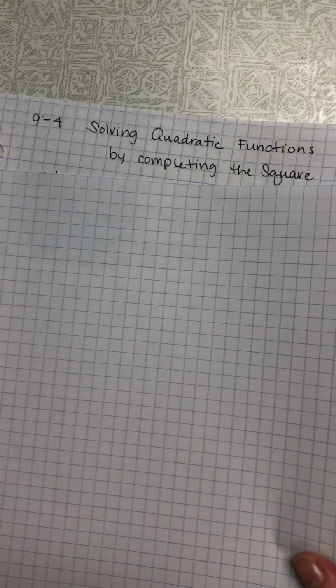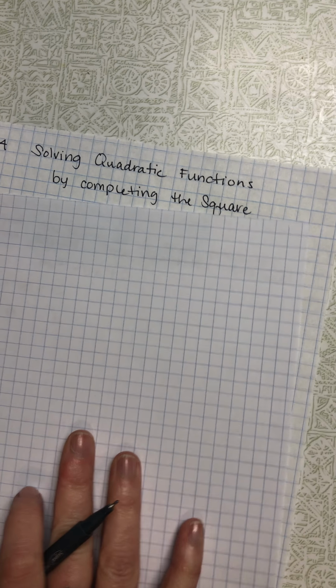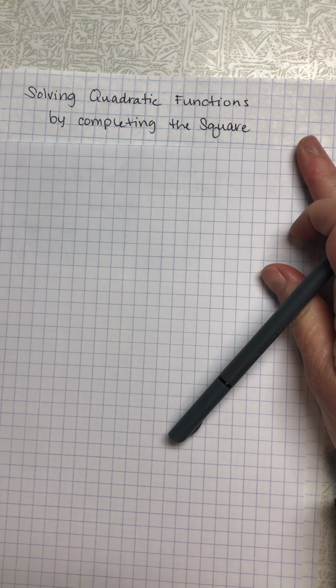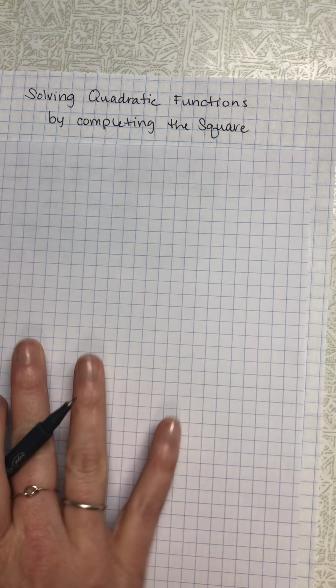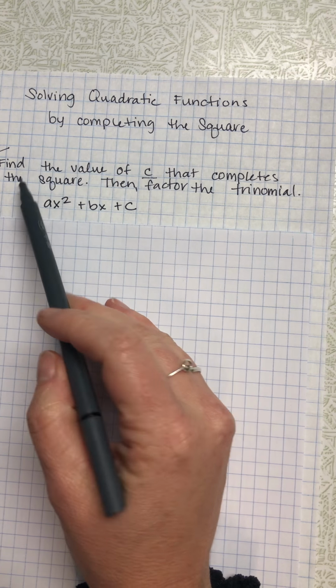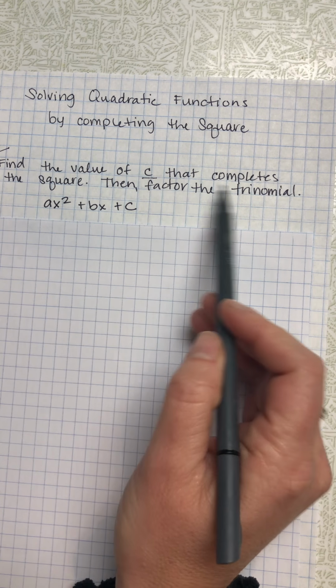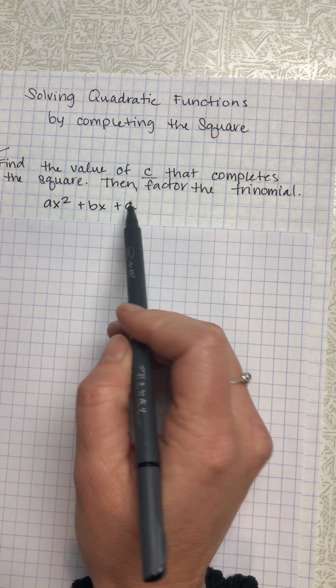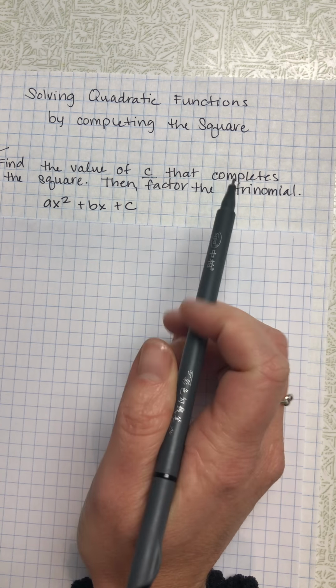Today we're moving on to 9-4, which is solving quadratic functions by completing the square. Okay? We're going to find the value of c for our first skill that completes the square. Once we find what c is, then we will factor the trinomial.